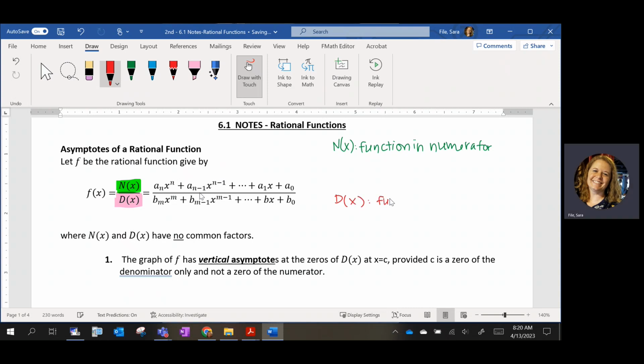Is the function in the denominator. Now, both the function in the numerator and the denominator are both polynomial functions. Okay, now, so when we break this down, this is just the format of a polynomial. What we tested on last unit, unit 5, was polynomials.